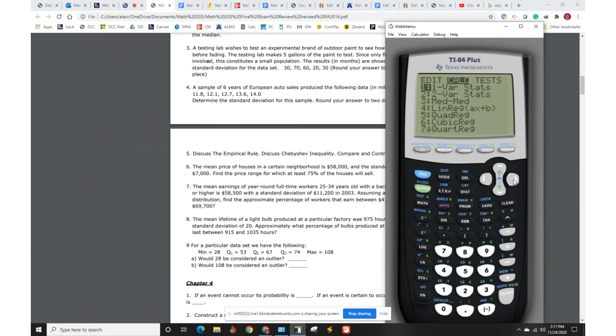Now, so the very first one, you just got to go over to calc and hit enter. Now, if you have not figured it out, there's both standard deviations there. S is the sample. Sigma is the population. So it gives them both to you.